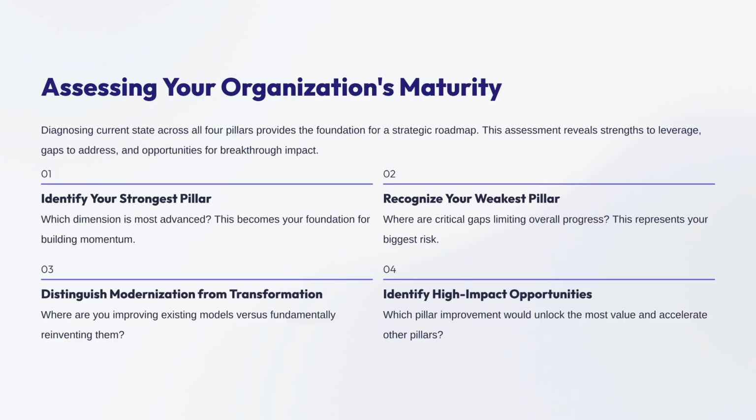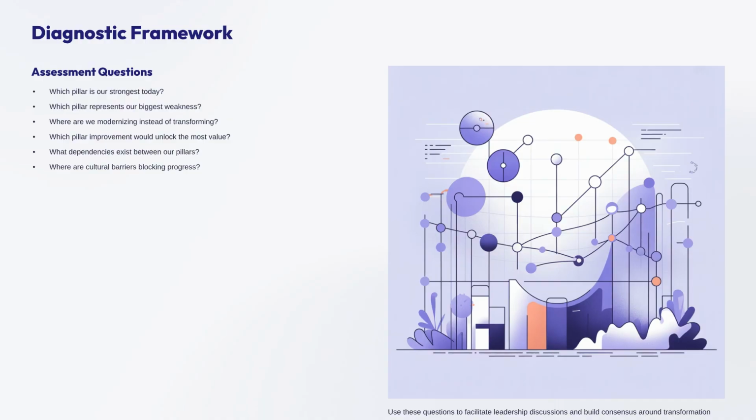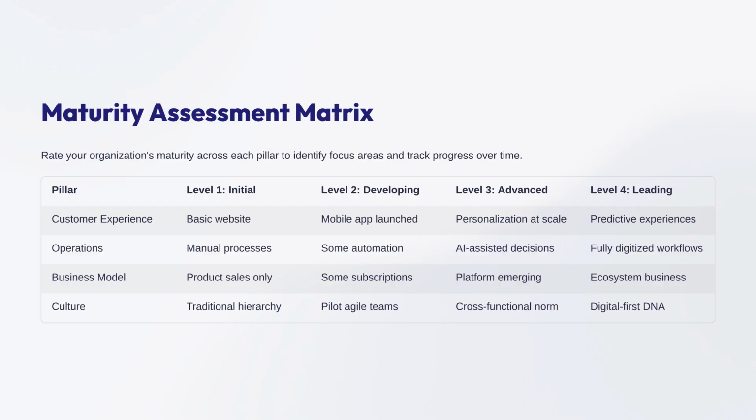Diagnosing your organization's current state across the 4 pillars provides a foundation for your strategic roadmap. Identify your strongest and weakest pillars, distinguish modernization from transformation, and identify high-impact opportunities. Use these assessment questions to facilitate honest discussions with your leadership team. Focus on identifying critical gaps, dependencies, and cultural barriers that are blocking progress. This maturity assessment matrix helps rate your organization across the 4 pillars, from initial to leading. Use it to identify focus areas and track progress over time.